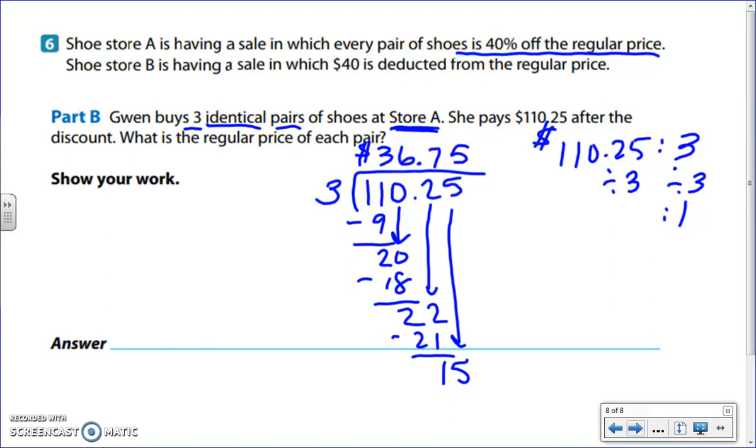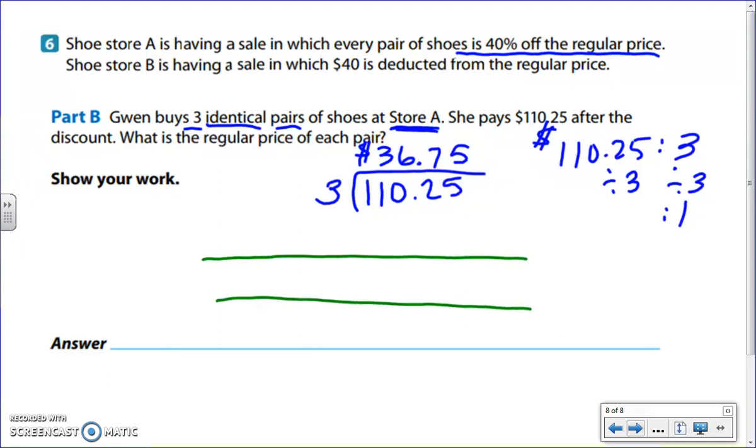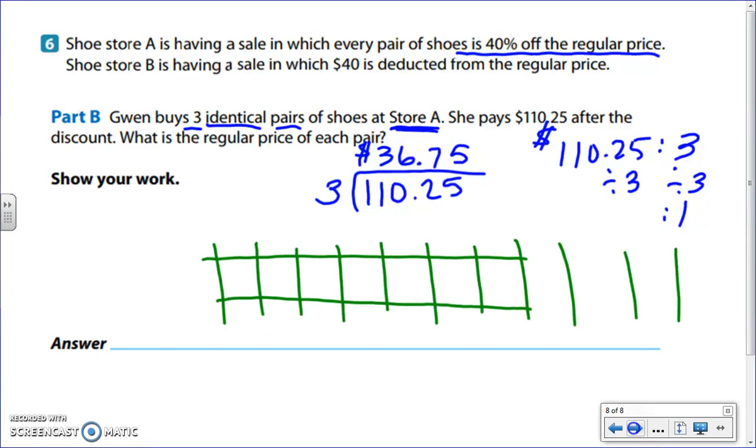So I don't want you to erase this, but for my sake, so I have room, I'm going to erase all the long division that I did, but I'm going to leave the answer so that I can see what I did. So in this problem, I'm going to actually draw a double number line because I think it's going to be more clear. 0, 10, 20, 30, 40, 50, 60, 70, 80, 90, 100.